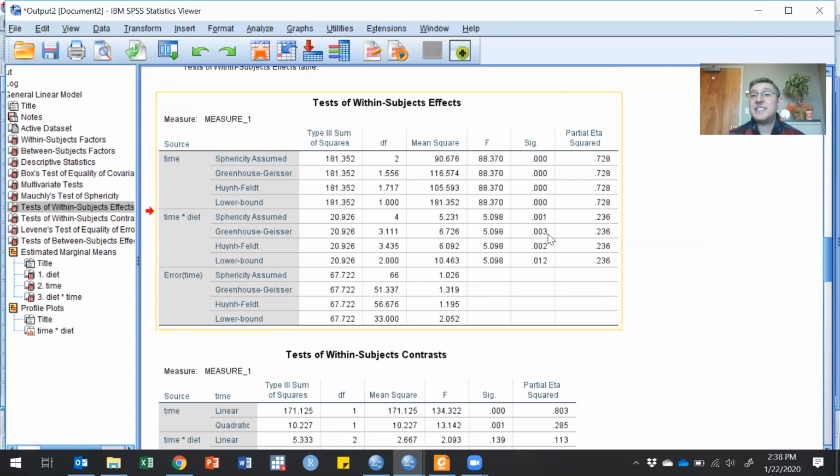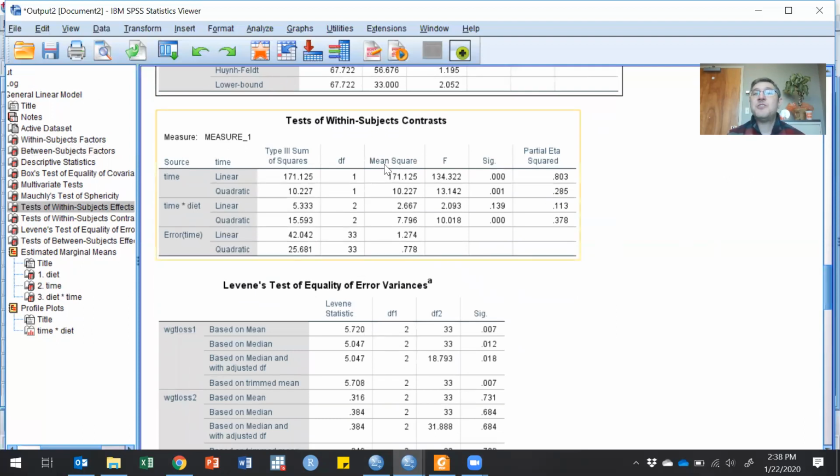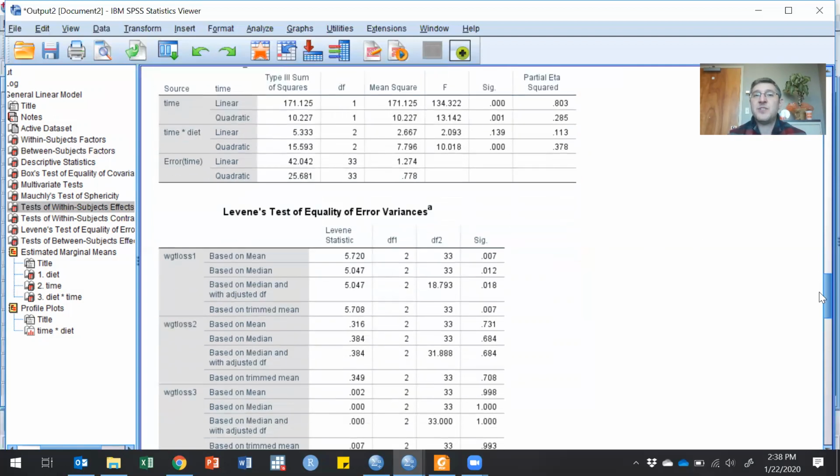Since the interaction effect is significant, we're going to ignore the main effects and run a simple effects analysis. We'd be interested in this table if we were really interested in the trend in the change over time. If that was an interest to us, we can see what kind of trend was occurring over time.